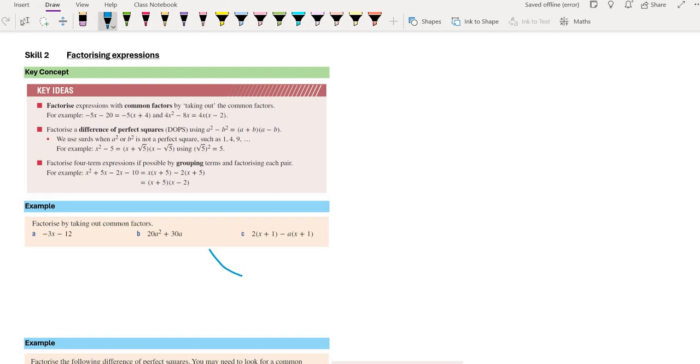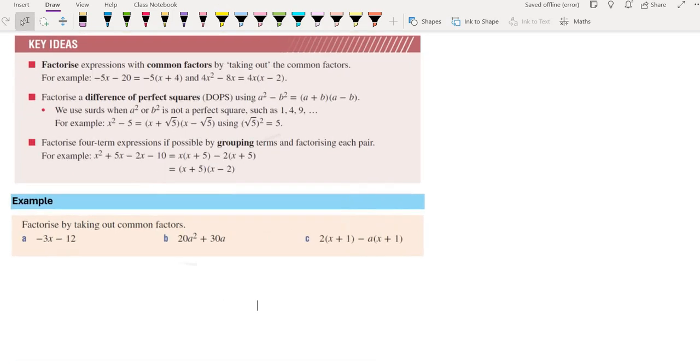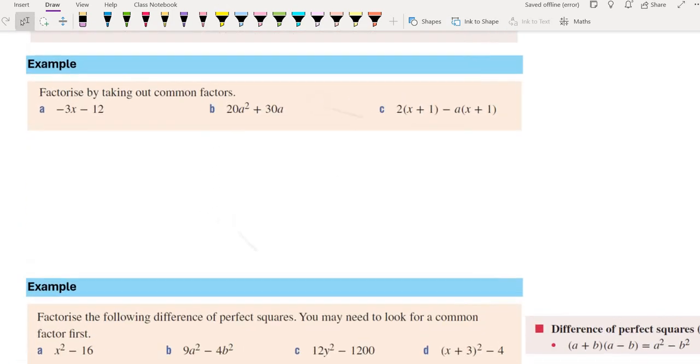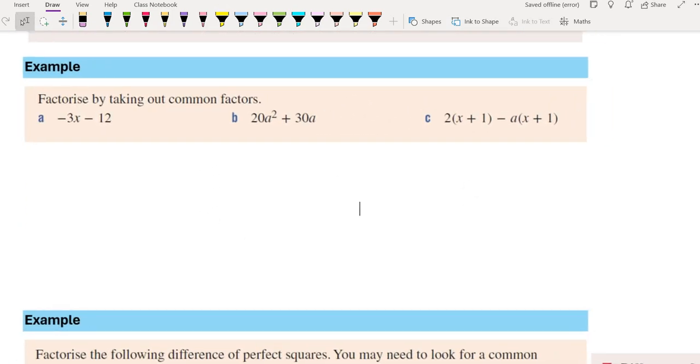Alright, in this video we're looking at factorizing some quadratic expressions using different methods. So we'll start with a method where we take out common factor. For this method, you'll just need to look at your terms and think about what factors each term has.